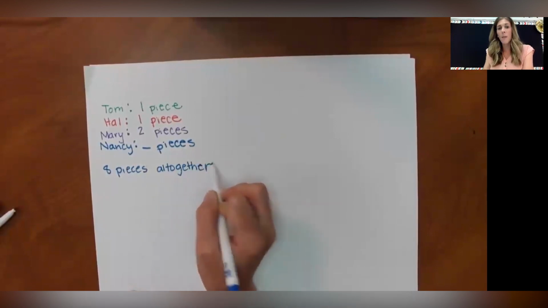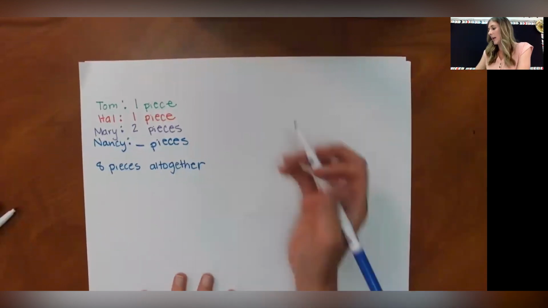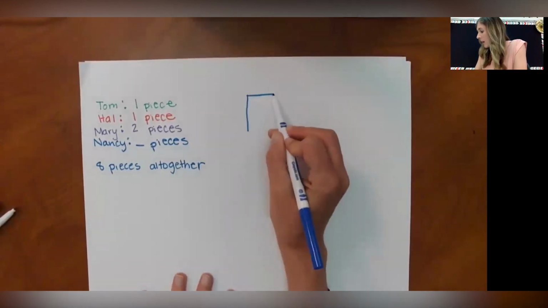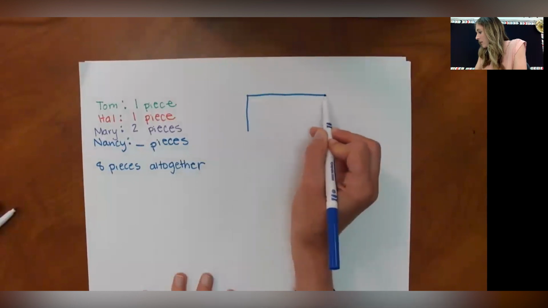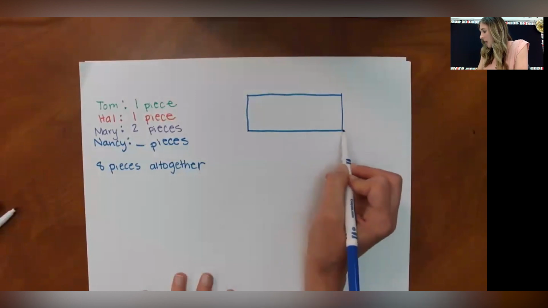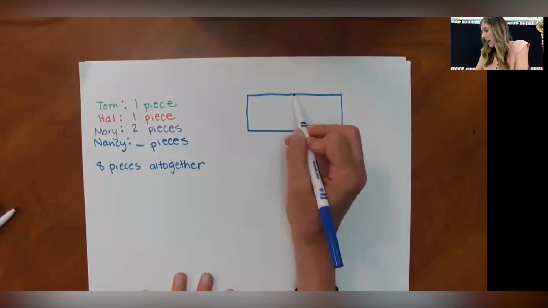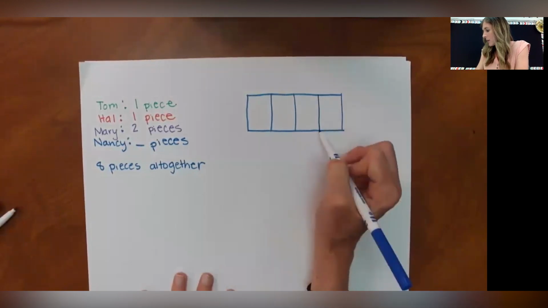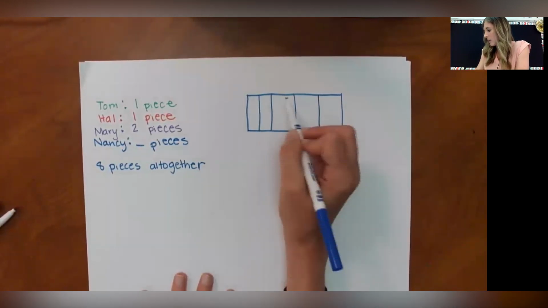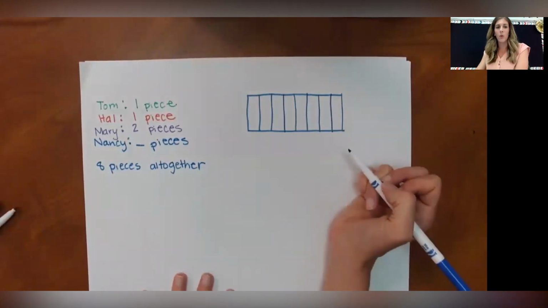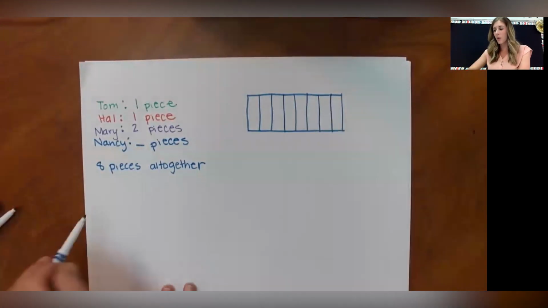So I can draw a model to show that. So again, I'm going to start with my rectangle. I can just draw a rectangle way better than I can a circle. With eighths, I always like to start by splitting it in half, and then I split my half in half to get fourths, and then I go back and split those in half to get eighths. It just helps me make sure they look a little bit more equal.